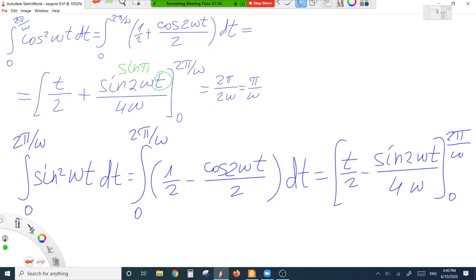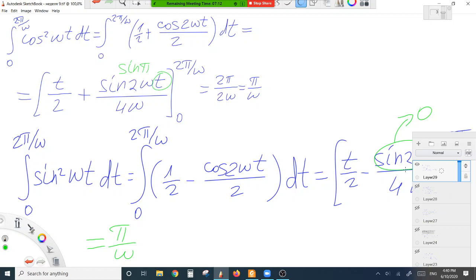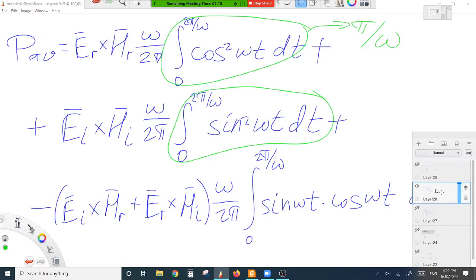Again, if we put 0 instead of t, everything will be 0, and if we put 2π over omega, this will also be 0, and again the value of this integral will be 2π over 2 omega, or π over omega. The value of the second integral is also π over omega.